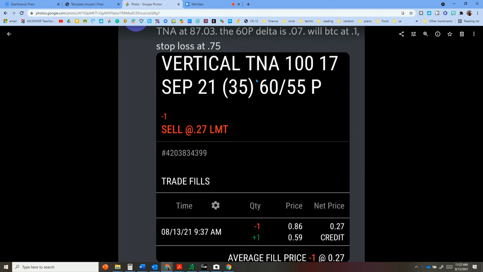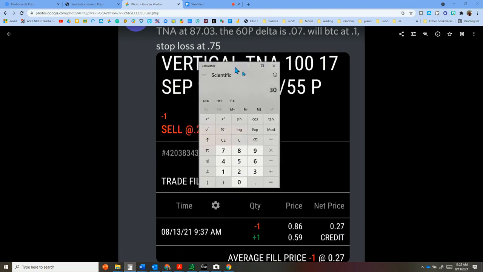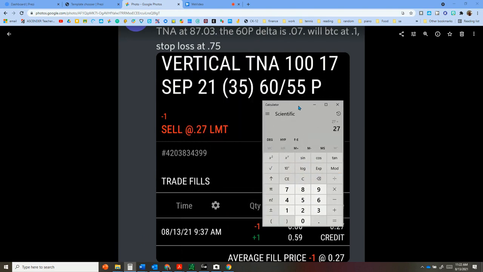The delta on the 60 put was 0.07, again looking at lower than the 0.1 delta. I did receive 0.27 credit, so $27 credit, $27 out of a $500 max loss. We're looking at a 5.4% return on a position where the short put has about a 93% probability of profit, which I like the odds on that one.